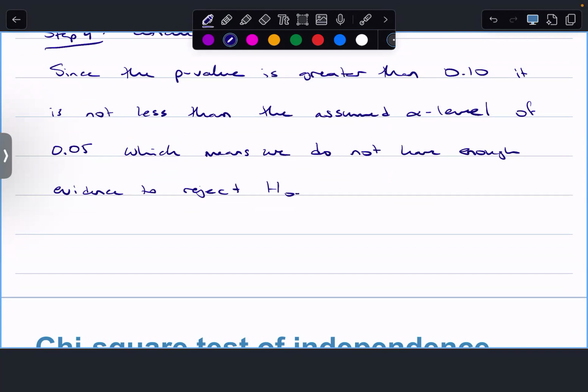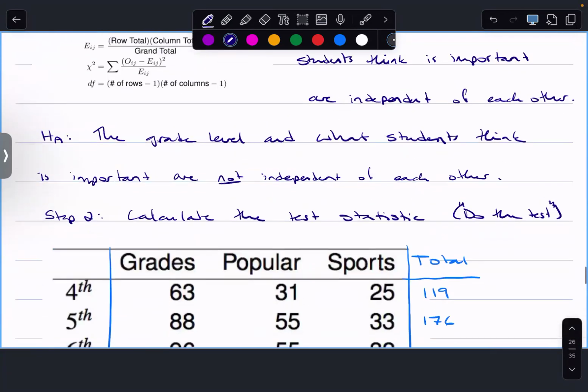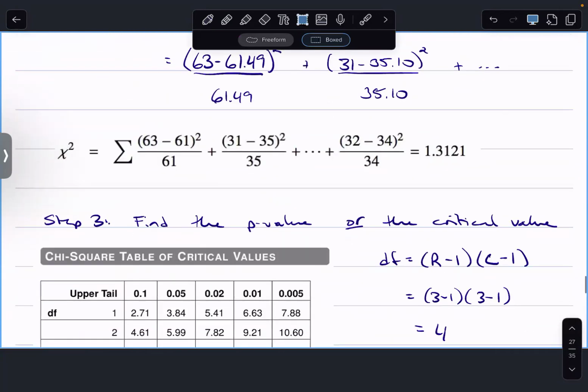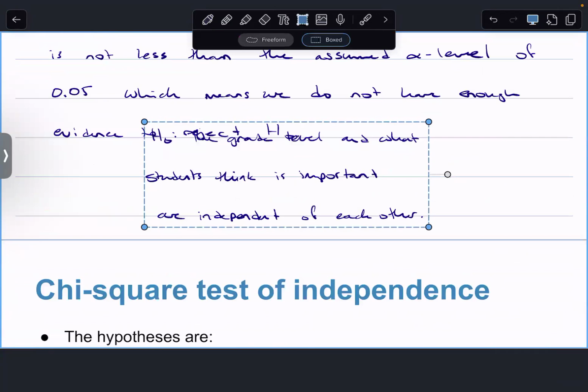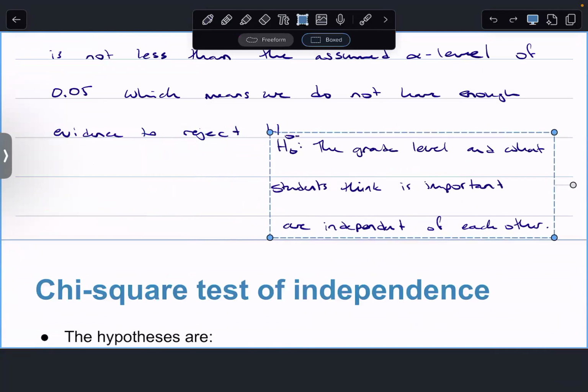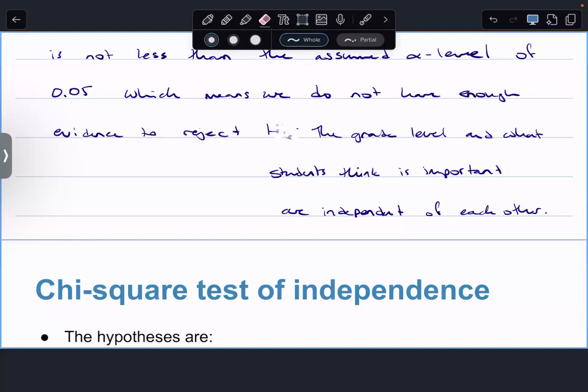What does that mean for the students, the grade levels, and what they think is important? It means that what they think is important doesn't matter what grade you're in. You're going to kind of feel the same way throughout the grade levels. Or knowing what grade they're in doesn't tell you what they think is important, right? And so I'm going to just grab the null hypothesis and use that as my conclusion, because I didn't have enough evidence to reject H naught. So, and maybe undo, which was this. Therefore, the grade level and what students think is important are independent of each other.